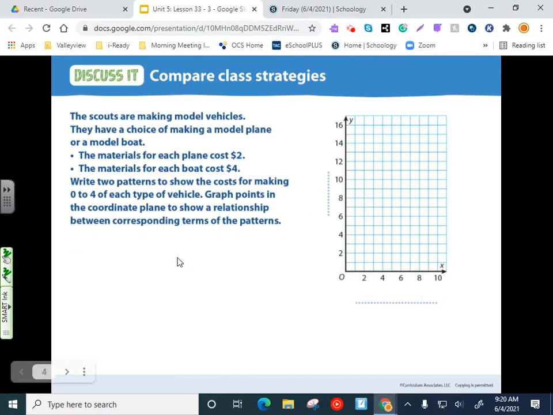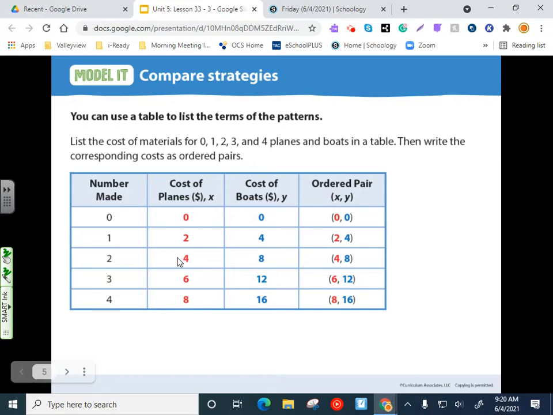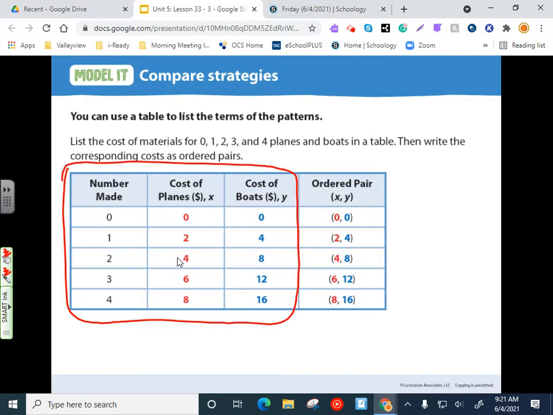All right, go ahead and turn the page. You can use a table to list the terms of the patterns. We actually did do that. We created a table that looked like this. The only thing we didn't make was like these ordered pairs over here that we'll come back and talk to in a minute.